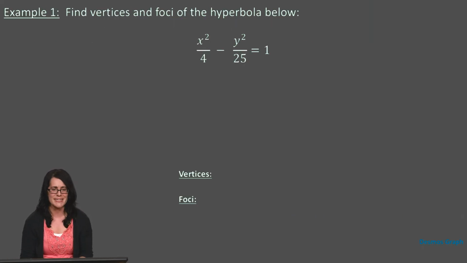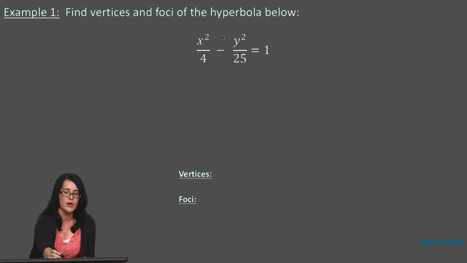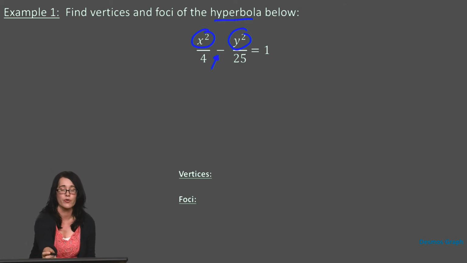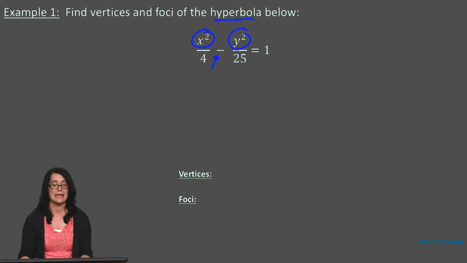So in example 1, we are given an equation, x squared over 4 minus y squared over 25 equals 1. And we're being asked to find the vertices and the foci of the hyperbola below. Again, out of this section, how would you know that this equation is a hyperbola? That's right. You have two squared terms, so it can't be a parabola, and they are being subtracted. So if you have two squared terms being subtracted, that is the clue. This is a hyperbola. Regardless if your denominators are the same, big or different, we don't care. As long as the two squared terms are being subtracted, this is a hyperbola.